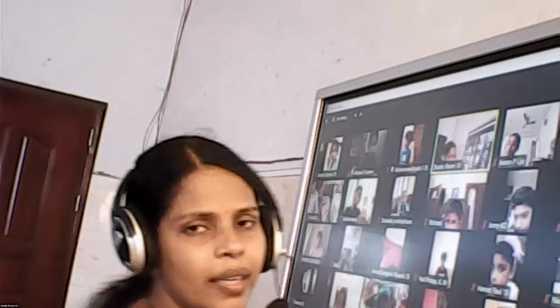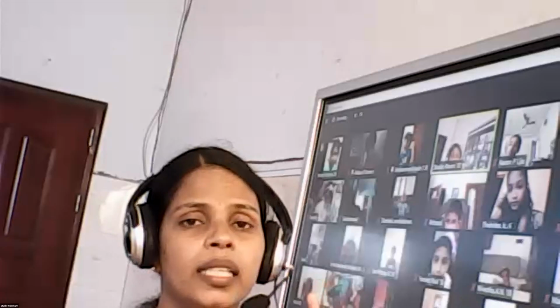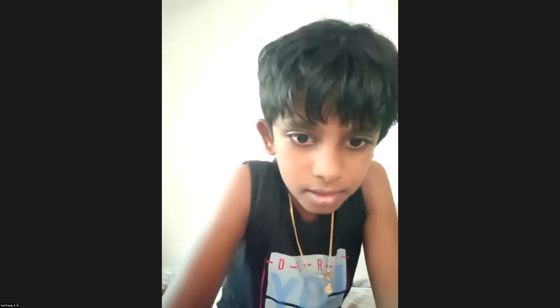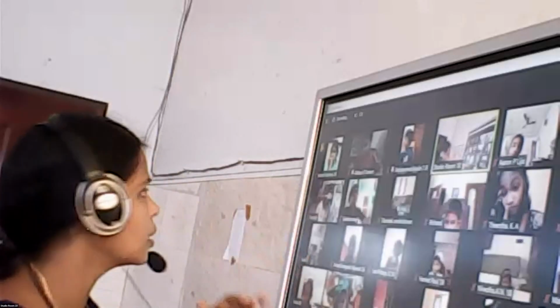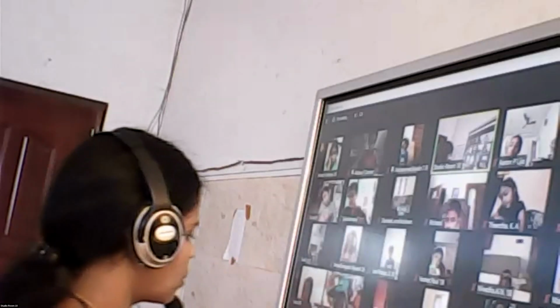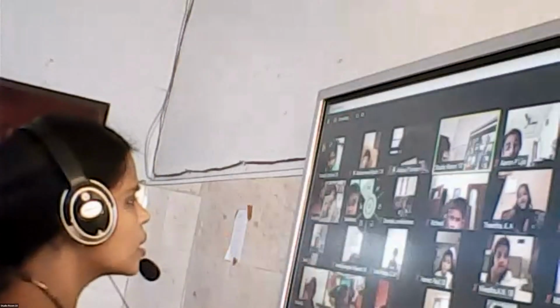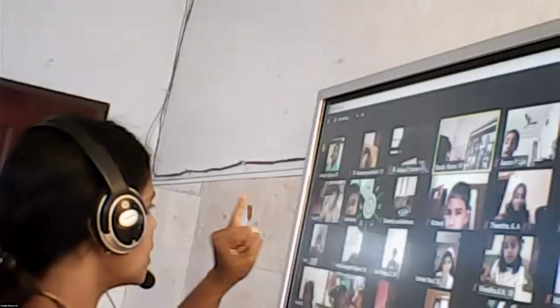So the non-standard units of measurement are handspan, cubit, foot. What about the handspan? It is the distance from thumb finger to the small finger. Cubit is from elbow to the middle finger. And the third one, foot, is heel to the longest toe. So these are the three non-standard units of measurement. One more is pace, that we will discuss tomorrow.